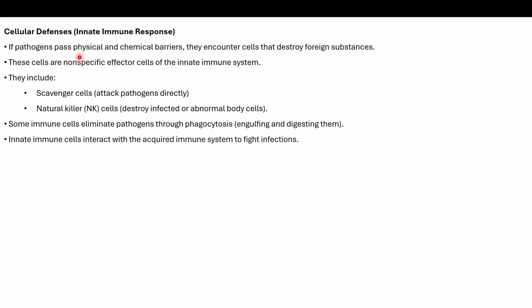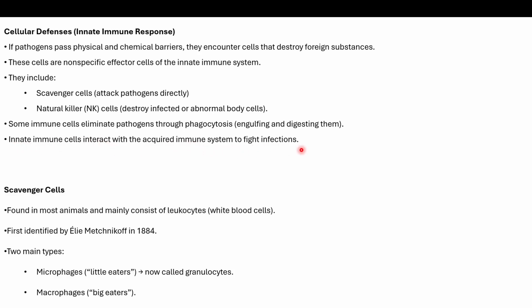When we talk about the innate immune response, if pathogens pass the physical and chemical barriers, they encounter cells that destroy foreign substances. These cells are non-specific effector cells of the innate immune system. They include scavenger cells, which can attack pathogens directly, and natural killer cells, which can destroy the infected or abnormal body cells. Some immune cells eliminate pathogens through phagocytosis by engulfing and digesting them. And then there are innate immune cells that interact with the acquired immune system to fight infections.